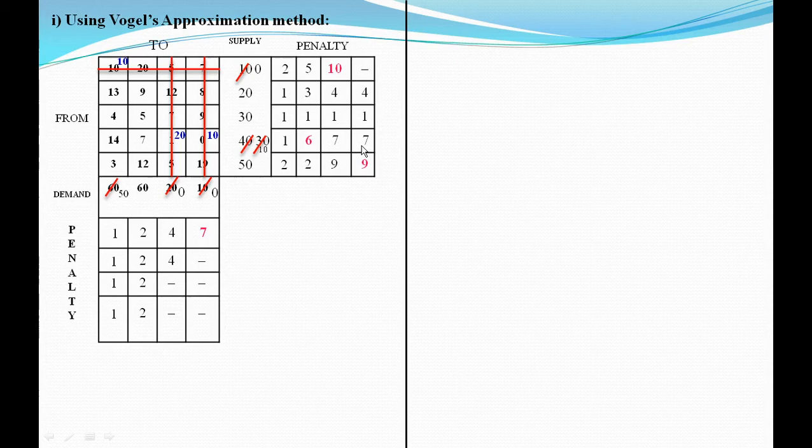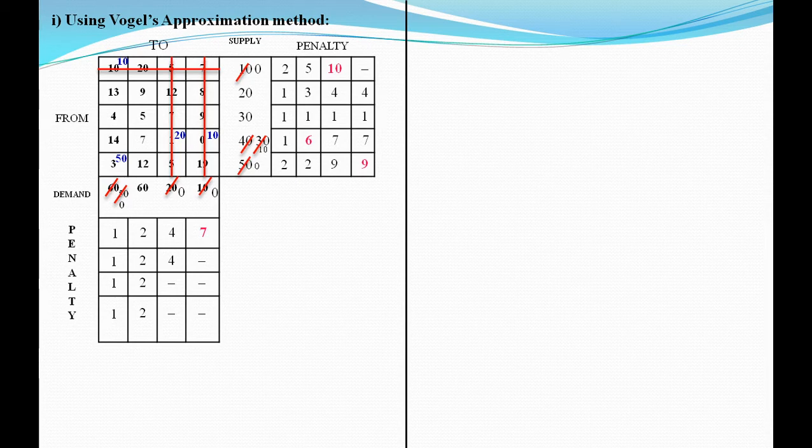Which is maximum? 9. 9. So for that you have to go for a row wise 3 or 12, which is least. 3 is least. So I'm allocating 50 in this. So 50 here and 50 here. Both of them are getting vanished. So both of them, this 50 becomes 0 and this 50 becomes 0.